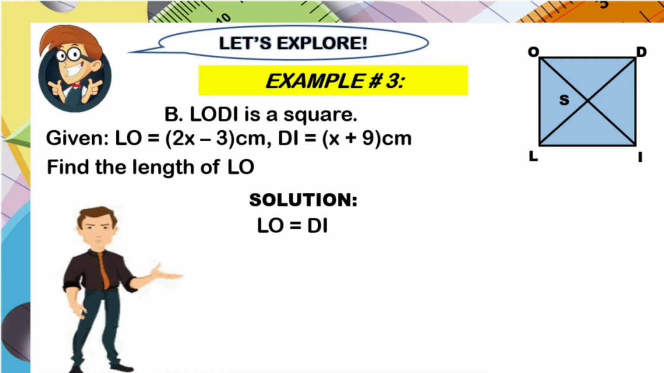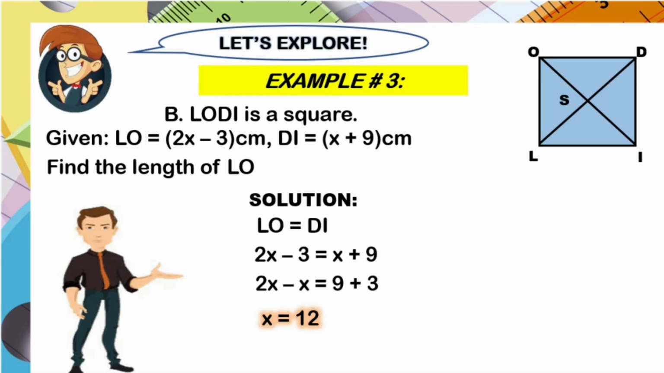Substituting their values on the given, we have 2x minus 3 is equal to x plus 9. Using APE, addition property of equality, we add negative x and 3 to both sides of the equation, having 2x minus x is equal to 9 plus 3. Simplifying the given equation, we have x is equal to 12.